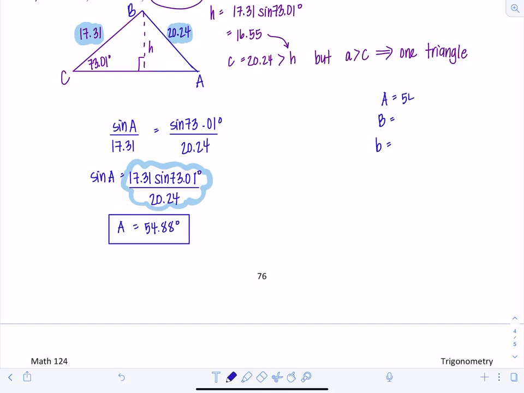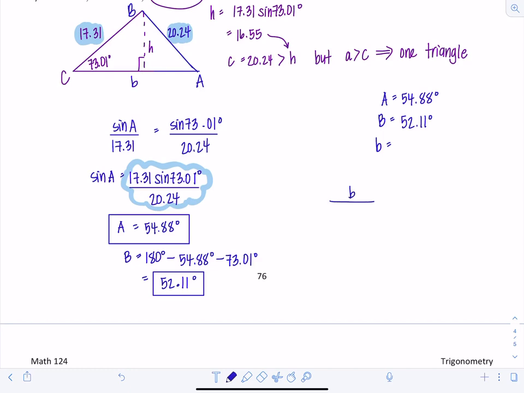So A is 54.88. Well, I'm pretty much ready to find B because I know all the angles have to add up to 180. So angle B is going to be 180 minus this 54.88 minus 73.01, and angle B comes out to be 52.11 degrees. That has to be the next quantity that I find, because without angle B, I can't find side B. So it's 52.11. Okay, now last step, we're going to find little b right here.